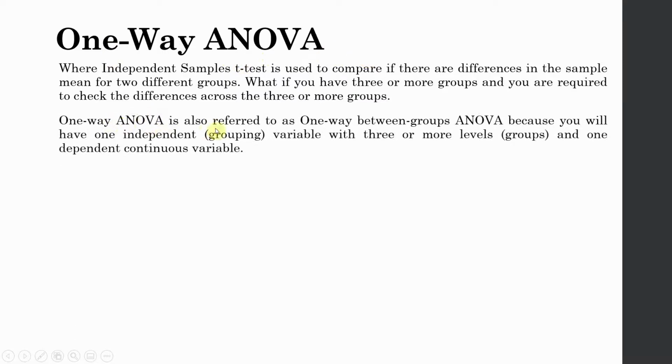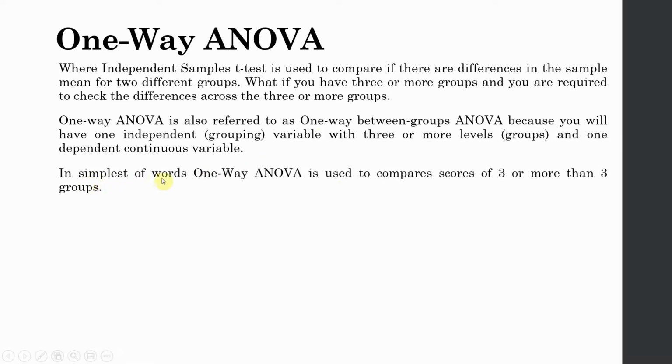Now one-way ANOVA is also referred to as one-way between groups ANOVA because you will have one independent variable, that is your grouping variable, with three or more levels. In the independent sample t-test, we had the grouping variable called gender. Gender had only two levels. In this case, you will have a grouping variable with three or more levels, and one dependent continuous variable.